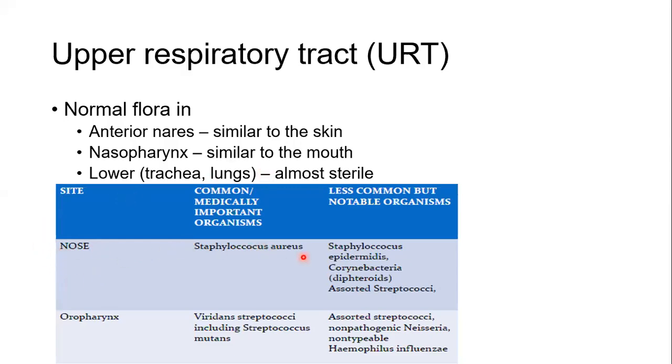So with the nose, the most common is Staph aureus. Less common, Staph epidermidis comes up again, Corynebacteria, and different types of streptococci. And we'll talk about the streps next week. Then we have the oropharynx, which has very dense streptococci, including Strep mutans, which I'll talk about in regard to teeth. And then less commonly, different classes of streptococci, the non-pathogenic Neisseria, and Haemophilus influenzae, the non-typable strains.